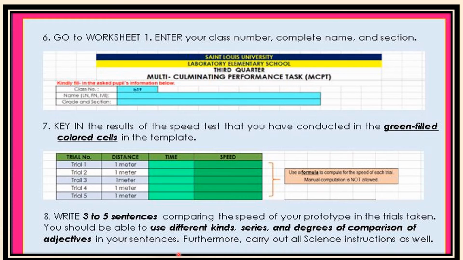You should be able to use the different kinds of adjectives, be it descriptive or limiting. Under descriptive, you have your proper and common adjectives. Under limiting, you have your pronominals, numerals, and articles. We also have series of adjectives. Kindly use them also in your sentences. At least you should have 4 to 5 series of adjectives.